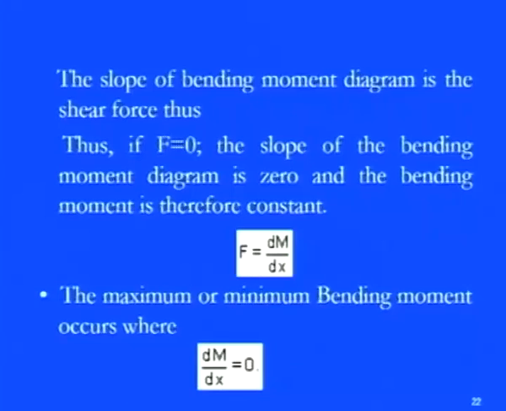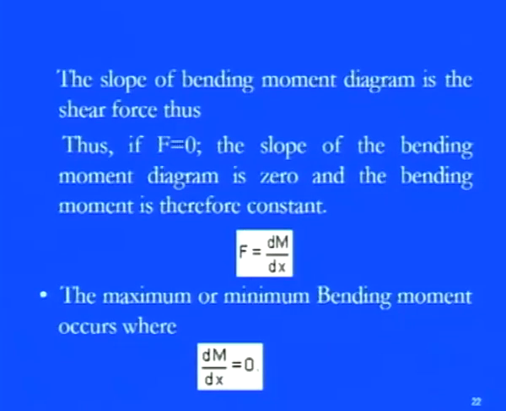The slope of the bending moment is nothing but the shear force. That is the key part. If you have the value of M and you take the slope of that, you have the value of the shear force. So if F equals 0, that means the slope of the bending moment diagram is 0, and the bending moment is constant. Or we can say from the first equation, F equals dM by dx.